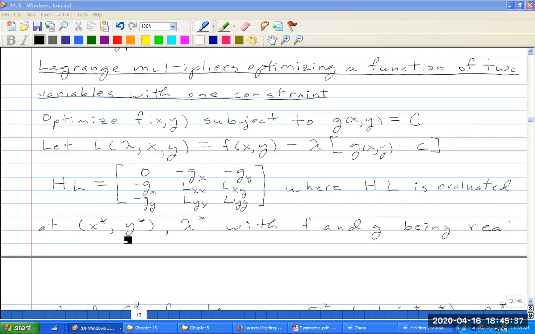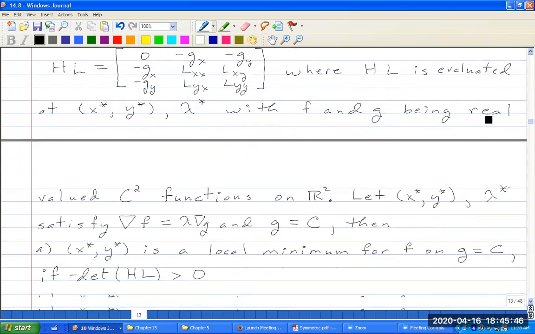So where L is evaluated at the critical point, where the critical point is such that the first differential is 0. There it is: X star, Y star, lambda star, with F and G being real valued C2 functions on R2. Let X star, Y star, lambda star satisfy the gradient of F equals lambda gradient of G. Why I didn't put it on the other side, I don't know.